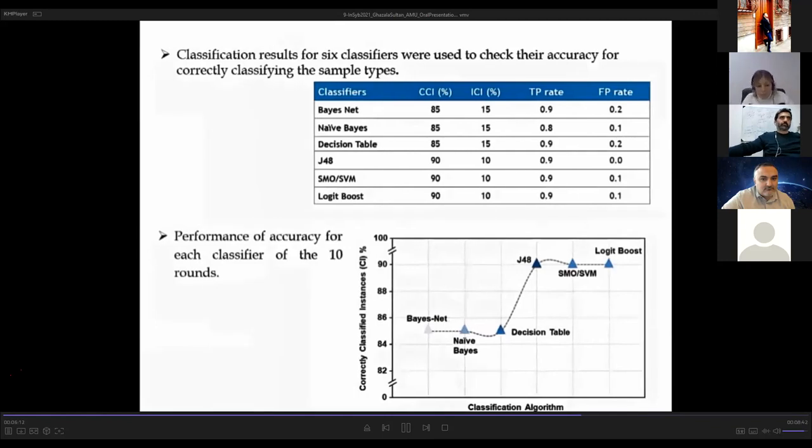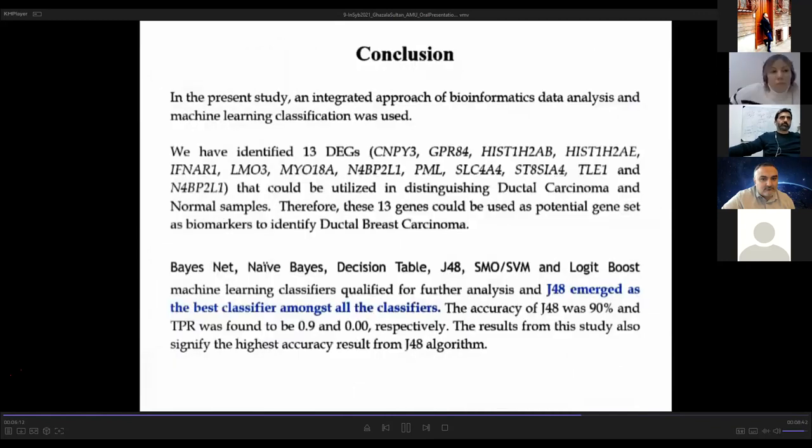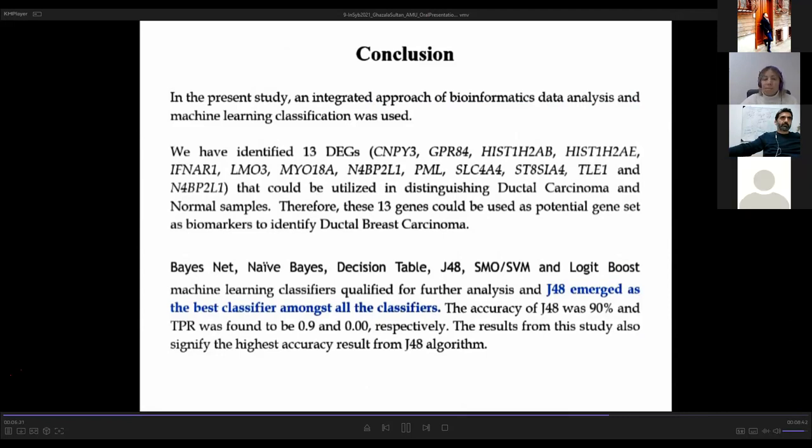In the conclusion, we utilized an integrated approach of bioinformatics data analysis and machine learning classification methods, clustering and classification of the genes. We have identified 13 genes, including CNRG and other genes, that could be utilized to distinguish ductal carcinoma and normal samples. Therefore, these 13 genes could be used as a potential gene set as biomarkers to identify ductal breast carcinoma.